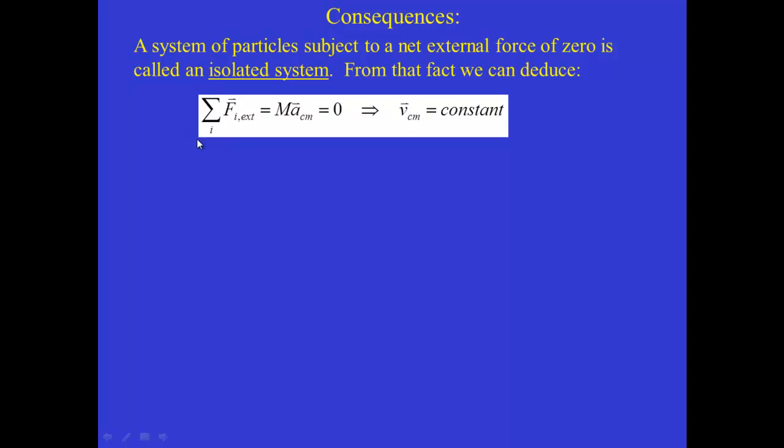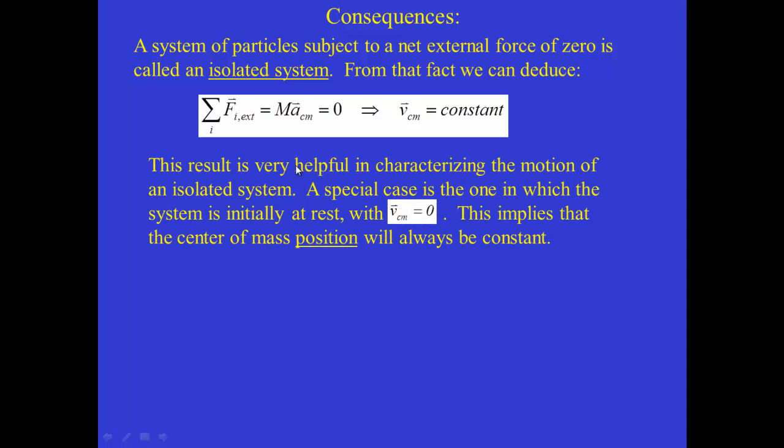If the external forces on that system add up to be 0, then we know that the mass times the acceleration equals 0. And since we know the mass isn't 0, that means the acceleration is 0 for an isolated system. Therefore, for an isolated system, the center of mass velocity is a constant. And that's significant. This is very helpful in characterizing the motion of an isolated system.